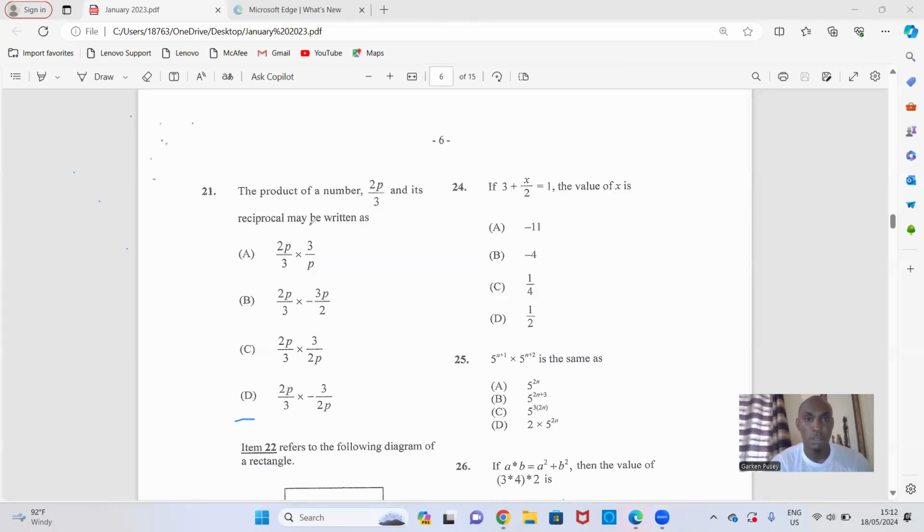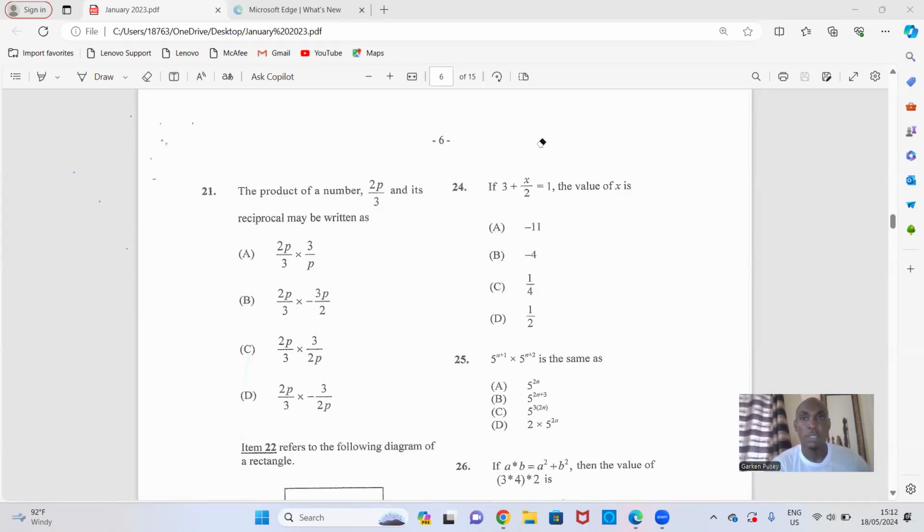It says the product of a number 2p over 3 and its reciprocal. Now reciprocal means you are going to invert, flip. So the reciprocal of 2p over 3 is 3 over 2p. Don't change the sign, it's just the same thing. So it says the product. So once you are finding the product of something, you are multiplying. So looking at this, my answer has to be C, because 2p over 3 times 3 over 2p is what this is saying, because the reciprocal of 2p over 3 is 3 over 2p. And that's the answer for that one.